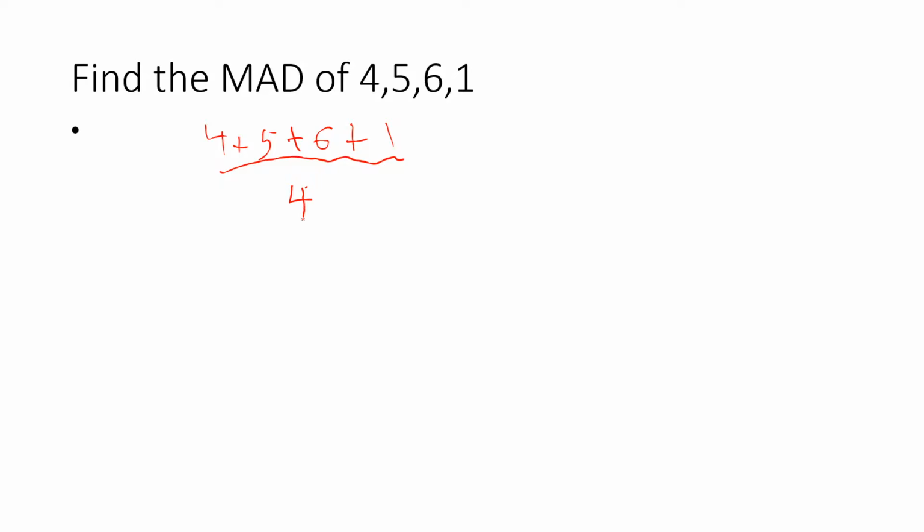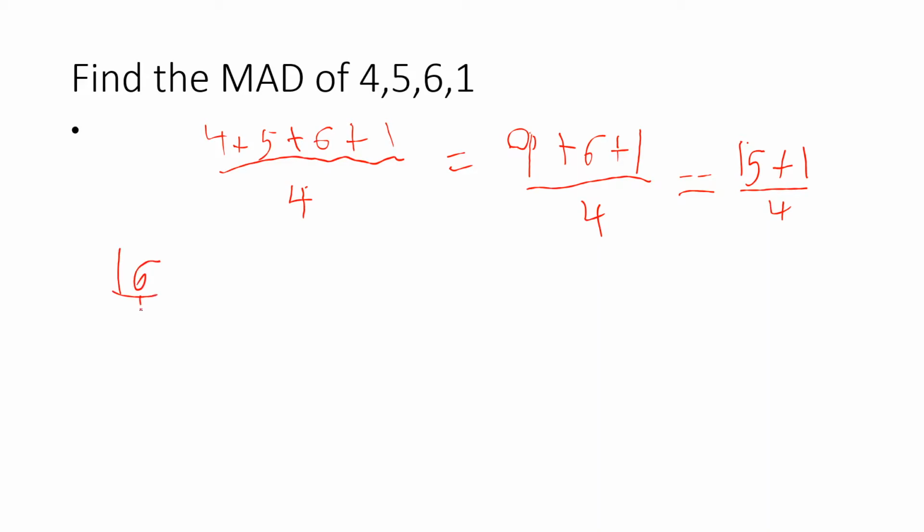Now let's get 4, 5, 6, and 1. 4 plus 5 is 9, and we have 9 plus 6 plus 1, divided by 4. We know that 9 plus 6 is 15. 15 plus 1 divided by 4. Now we have 16 divided by 4, and we know that 16 divided by 4 is 4.